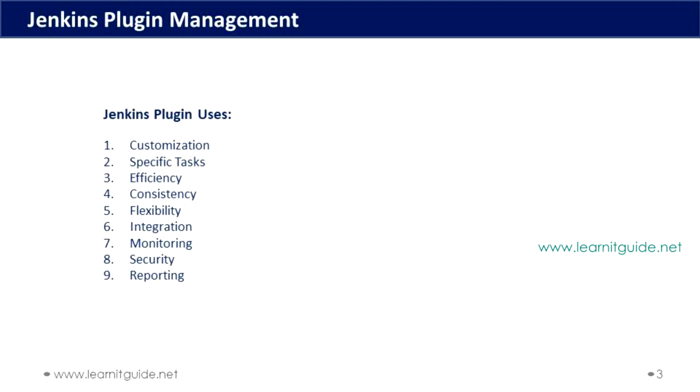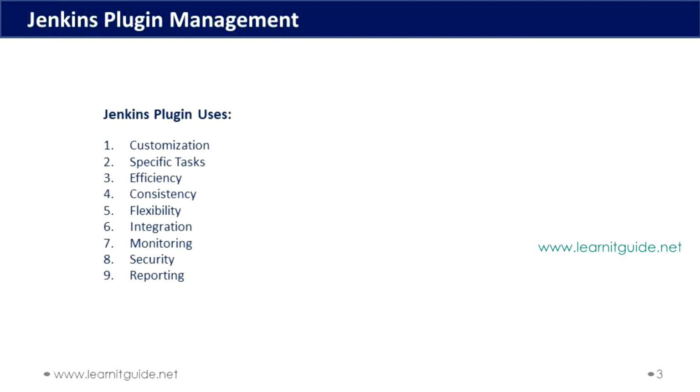Then consistency. These plugins ensure that the tasks are performed consistently and according to your configuration. This consistency is crucial for maintaining the quality and reliability of your automation. Then flexibility. These plugins allow you to adapt Jenkins to a specific workflow and you are not limited to one solution. Then integration. Jenkins can be integrated with a lot of tools, services and platforms through these plugins.